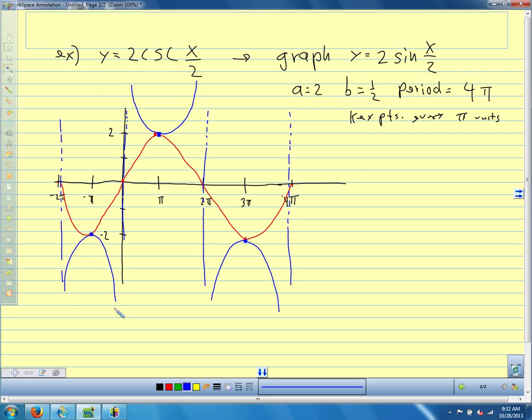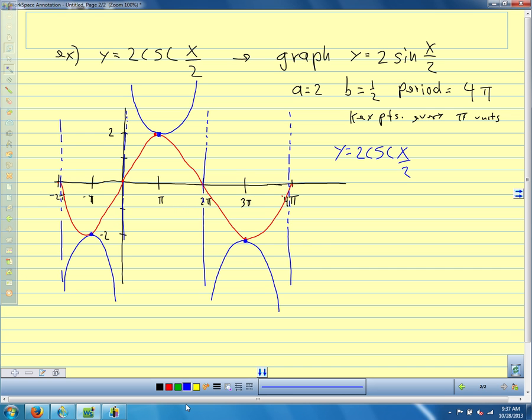And there would be my y equals 2 cosecant x over 2. Questions on that one? So if we know how to graph our parent function, we're set. Graphing our parent function is the key. Once we can graph our parent function correctly, then everything else follows.